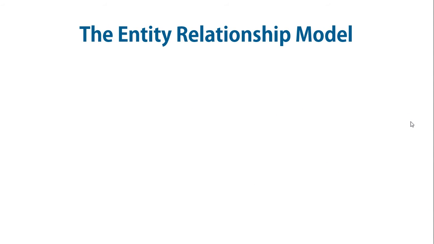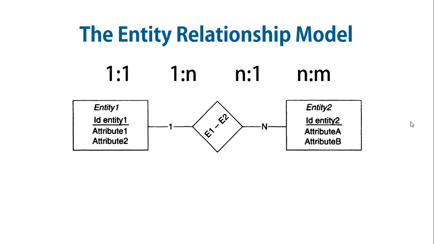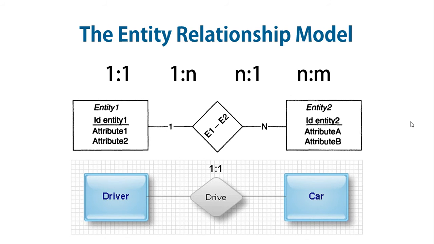Relationships between entities have a complexity of either one-to-one, one-to-many, many-to-one, or many-to-many. If you have a one-to-one relationship between an entity 1 and entity 2, this means that for each entity of the type entity 1, there will be a single entity of type entity 2 related to it, and vice versa.